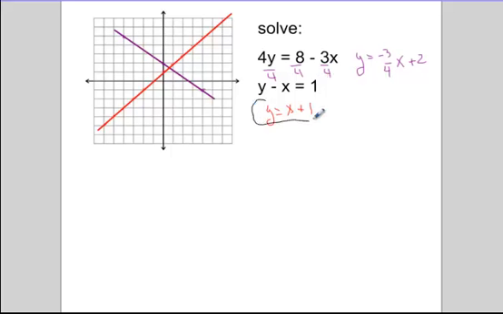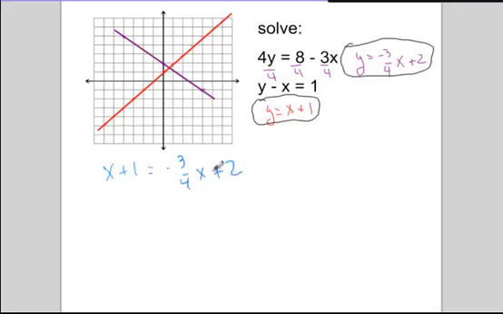So I'm going to show you a substitution before I even show you how to do it. Here we've got two equations. They're already solved for y. Now they both equal y, so they equal each other. So I'm going to set the x plus 1 equal to the negative 3/4 x plus 2, and I'm going to solve this for x.